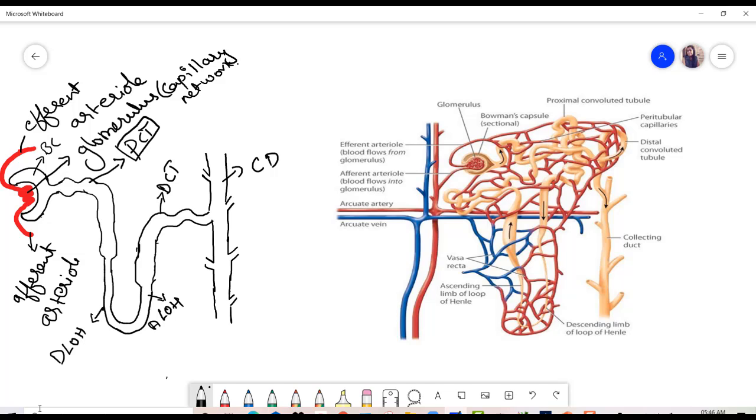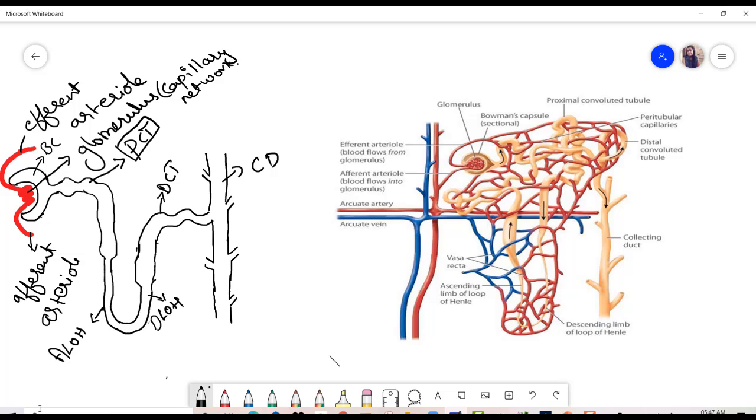This is the afferent arteriole and this is the efferent arteriole. This is Bowman's capsule and this is a network of capillaries, called the glomerulus. The glomerulus sits within Bowman's capsule. This is the proximal convoluted tubule, and this is the loop of Henle, with the ascending limb and descending limb, then the distal convoluted tubule and the collecting duct.